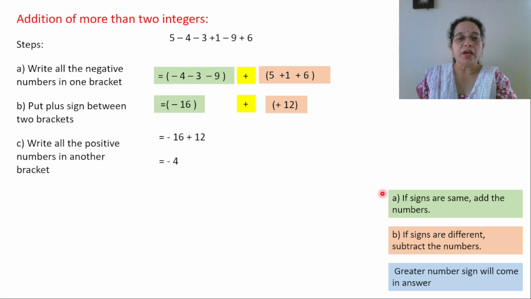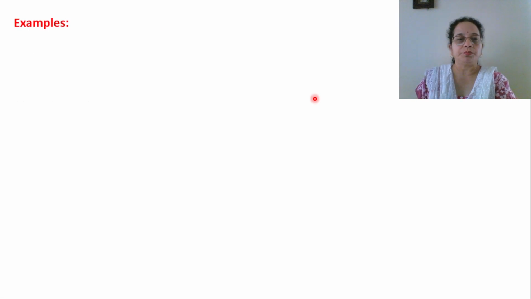So whatever we have done in the last video, all the things we are using here, only with the new concept. The first step: write all the negative numbers in one bracket plus all the positive numbers in another bracket, and then we will use the concept from the last video.